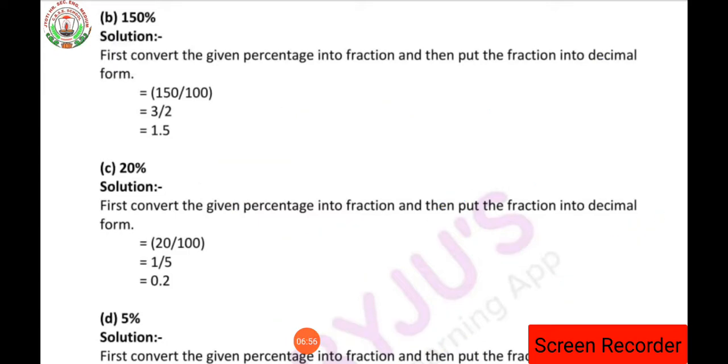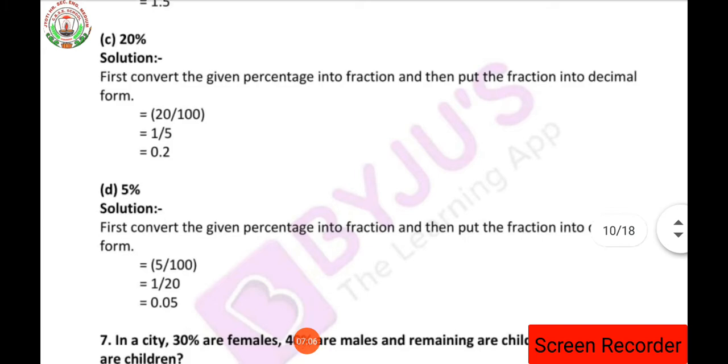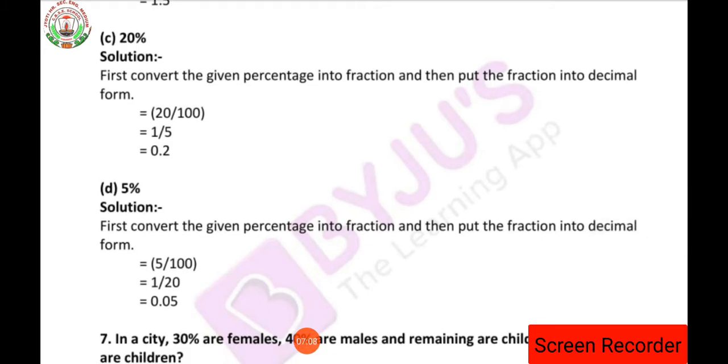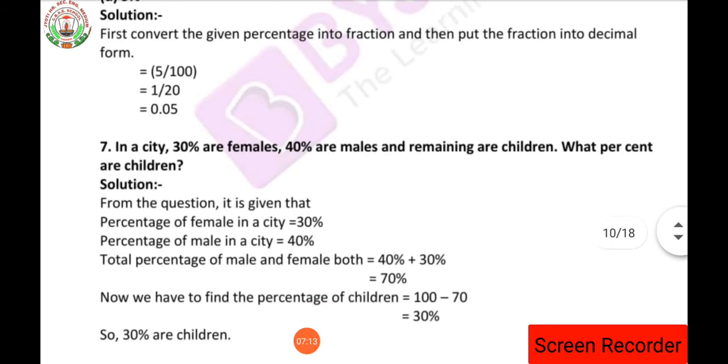So we will get the answer as 1.5. Clear? So 20% is given, so in the same way you have to do, you will get the answer as 0.5. Then the next D part of the question, the answer will be 0.05. Okay, now let's have the revision of question number 7.